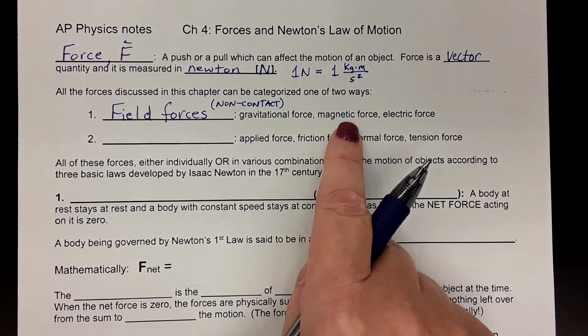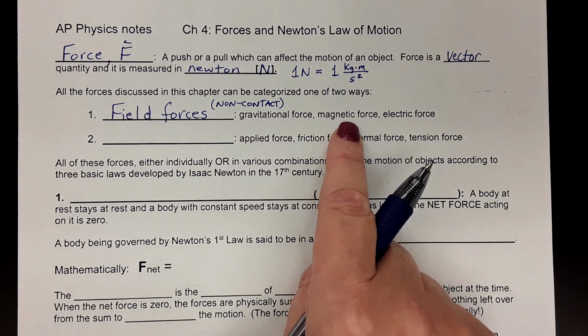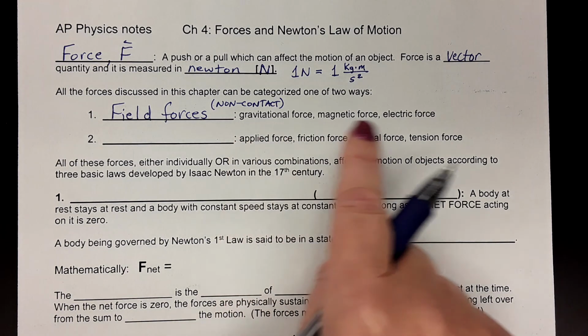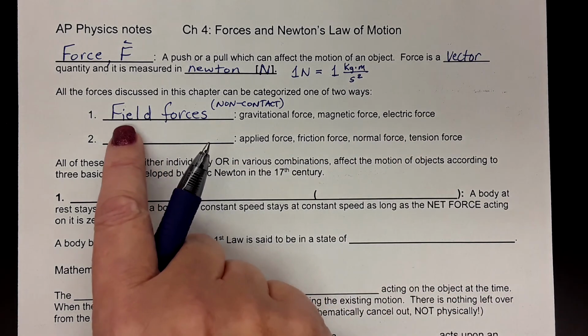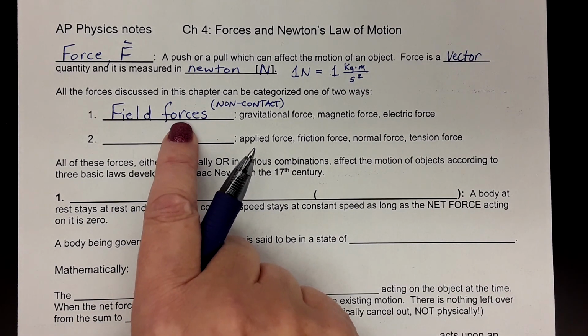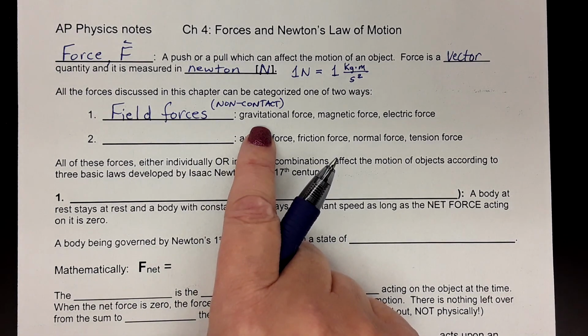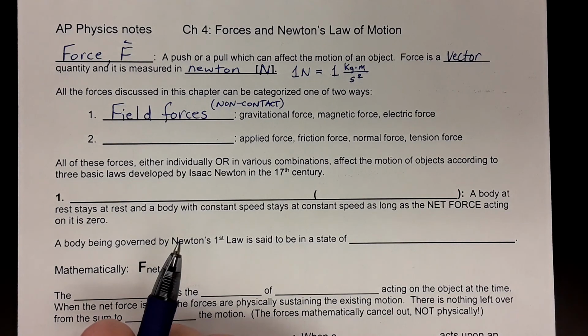Magnetic forces, a magnet, one of the magnetic poles on a magnet does not have to physically touch the earth in order to be affected by the earth's magnetic field. So, forces like these are non-contact forces, but they're also called field forces because they generate a field of force around the object. Okay? We'll talk more about that later.